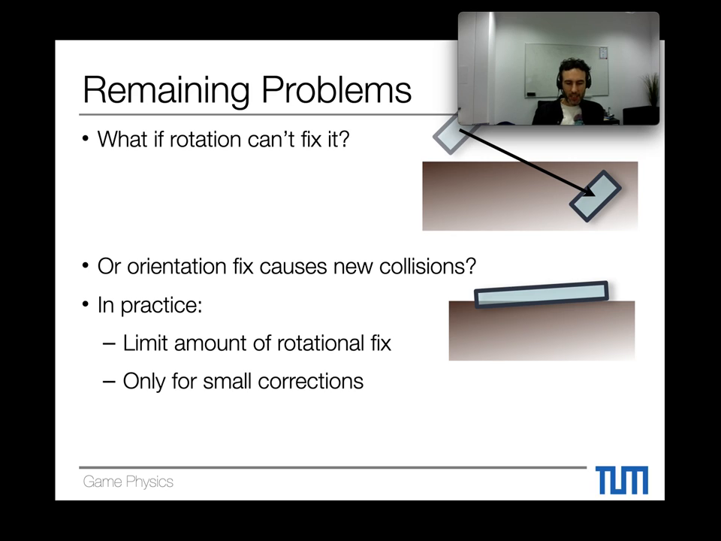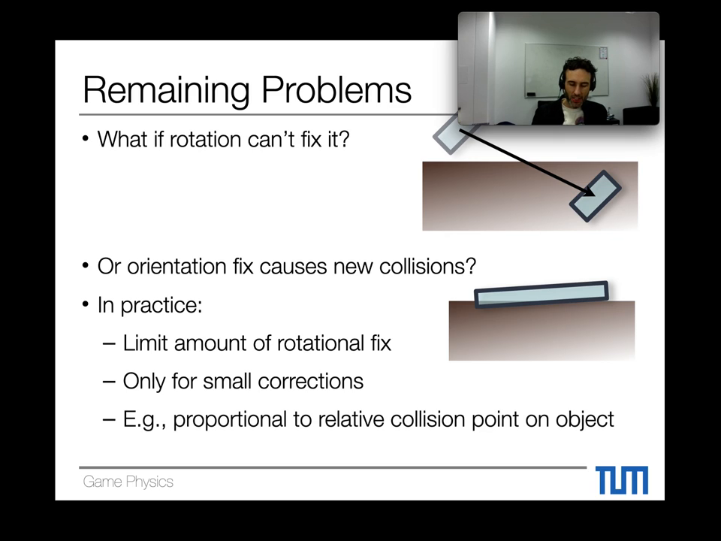So what also the Millington book recommends is that we basically limit the amount of update for the orientations, only allow small corrections here. So the heuristic they recommend is basically we can do that proportional to the relative collision point on the object. That's in a way a geometric measure, and gives us a distance, and then applies updates on the order of that distance where the collision was detected.